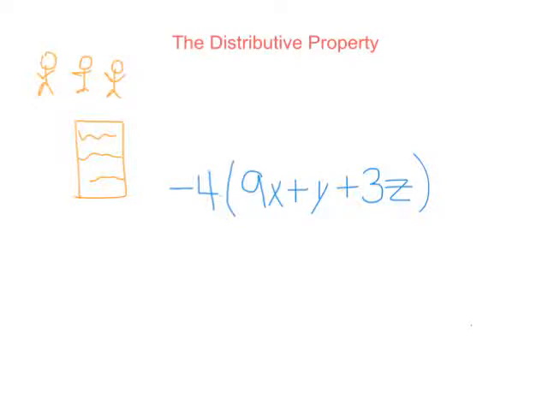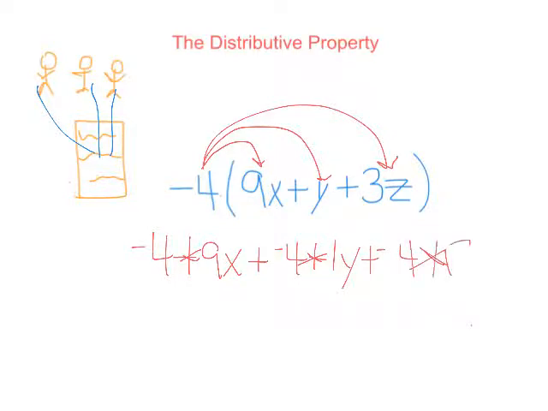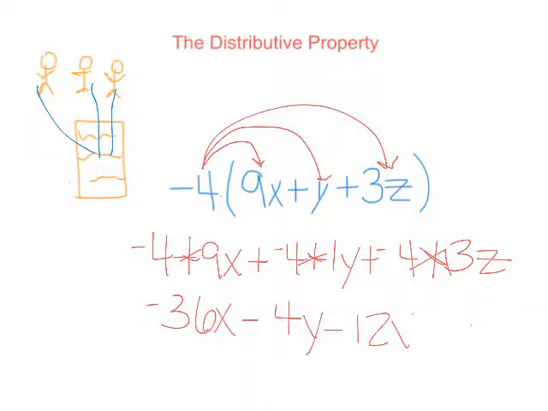So distribute. If I were to ask you to distribute papers to everyone in the class, you would give a paper to every single person in the class. The distributive property takes the number out front of the parentheses and multiplies it to everything inside the parentheses. So this would be negative 4 times 9x plus negative 4 times 1y plus negative 4 times 3z. So negative 36x minus 4y minus 12z. You take the number out front and you distribute it by multiplying it to each term inside.